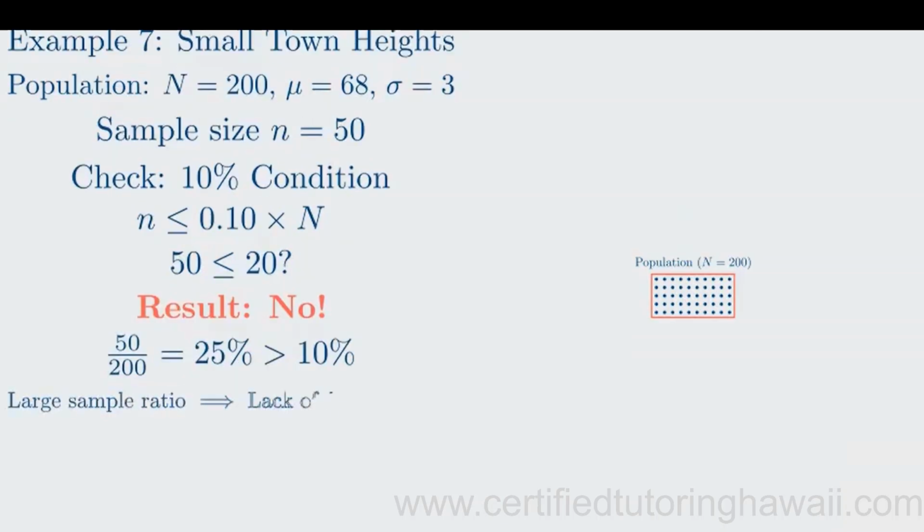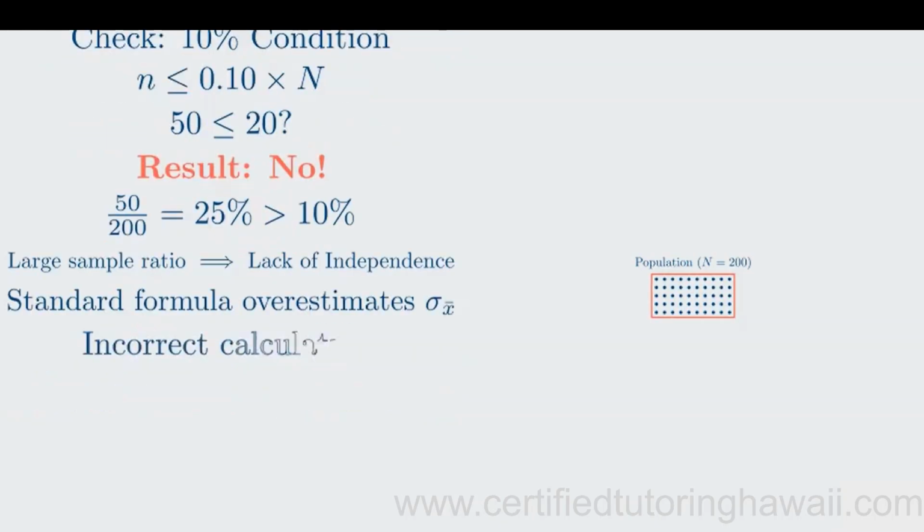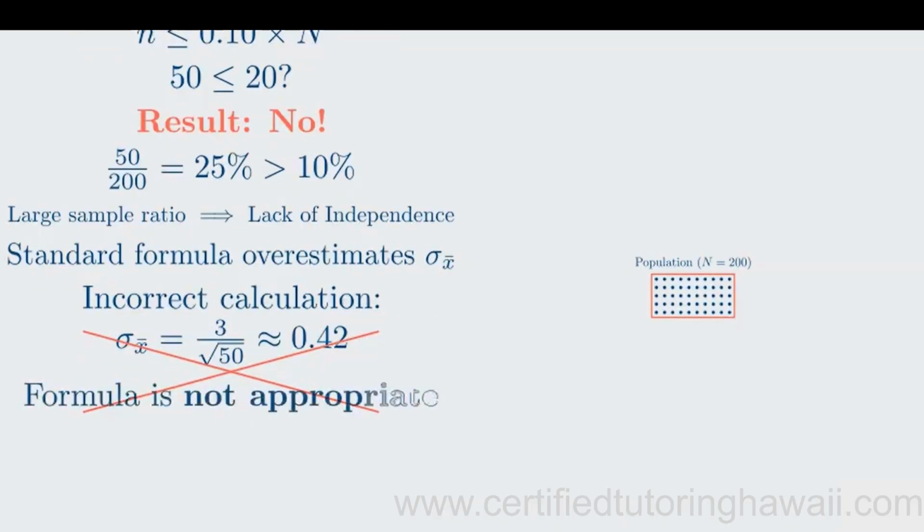Why does this matter? When we sample a large portion of a small population without replacement, the individual observations are no longer independent. Finding one tall person significantly changes the probability of the next person being tall because there are so few people left. Our standard formula for sigma sub x bar would actually overestimate the true variability. The result from the standard formula, which would be 3 divided by the square root of 50, or about 0.42, is incorrect here. If the 10% condition is violated, we shouldn't use the simple sigma over square root of n formula.